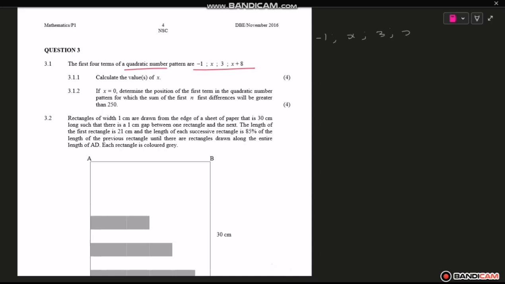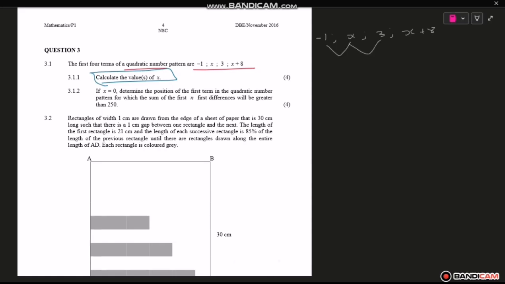Now let's do question 3. Question 3, they're saying that the first 4 terms of a quadratic number pattern are negative 1, x, 3, x plus 8. Then they want us to calculate the value or values of x. We're going to write the pattern as it is. Remember, it's quadratic, so you do everything that you know about the quadratic pattern.